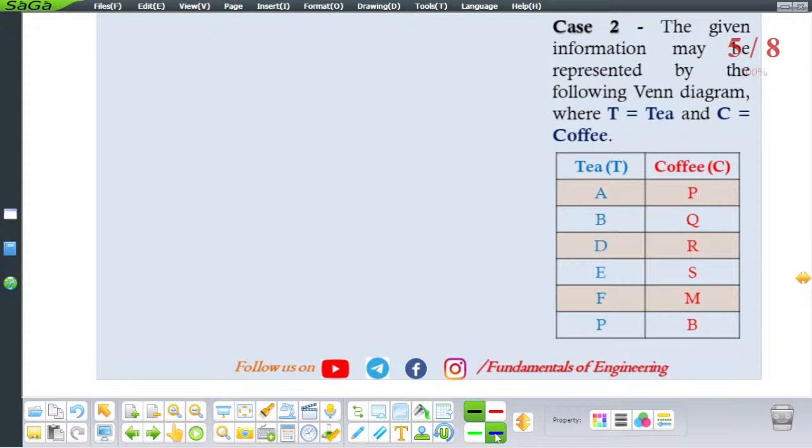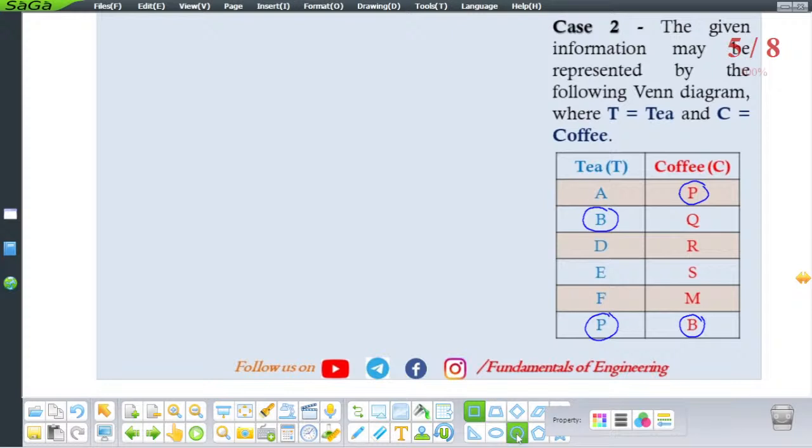So is there any name? You can see from this column and this column, B is common and P is common. So these are the two people, B and P, who like to drink tea sometimes and coffee sometimes. And A, D, E and F are the only people who like to drink only tea. And Q, R, S and M like to drink only coffee. But B and P sometimes like tea and sometimes coffee. They like both beverages.